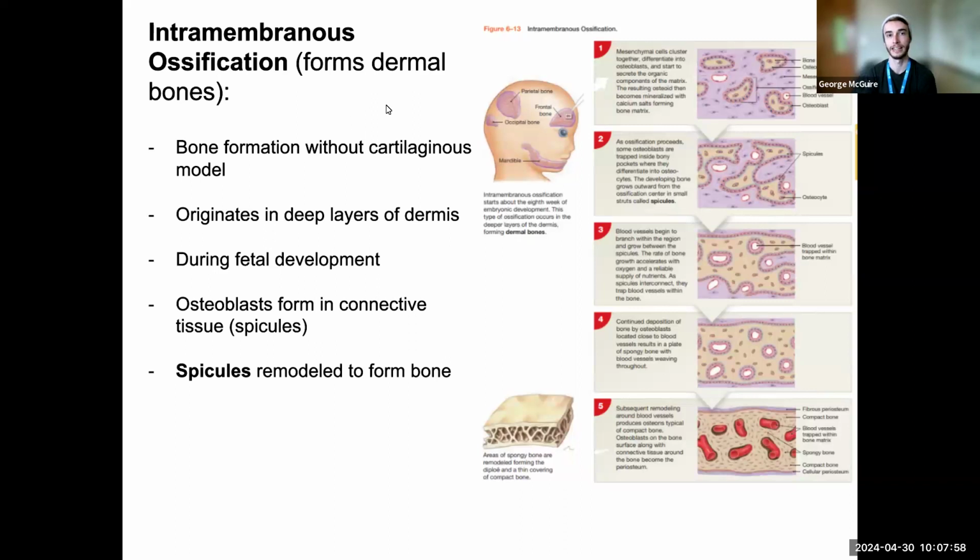So instead of having a cartilage model for our bone cells to penetrate into and then start breaking down and replacing, this is going to be the formation of bone cells from the dermis that starts spreading into this space deep to the dermis, ultimately forming a new flat bone, a dermal bone. So we don't have a cartilaginous model. We're just getting bone growth from the dermis.